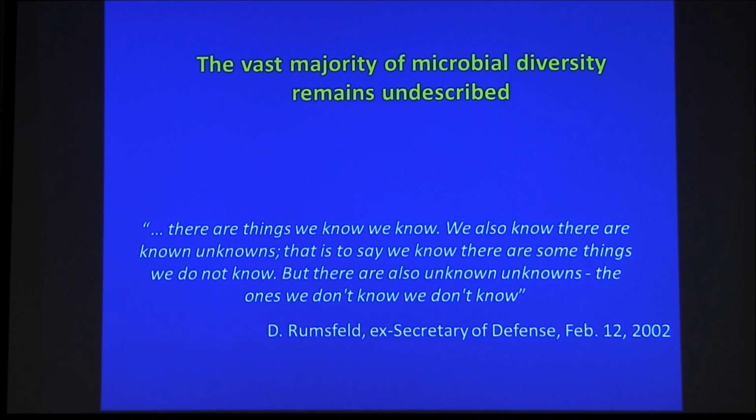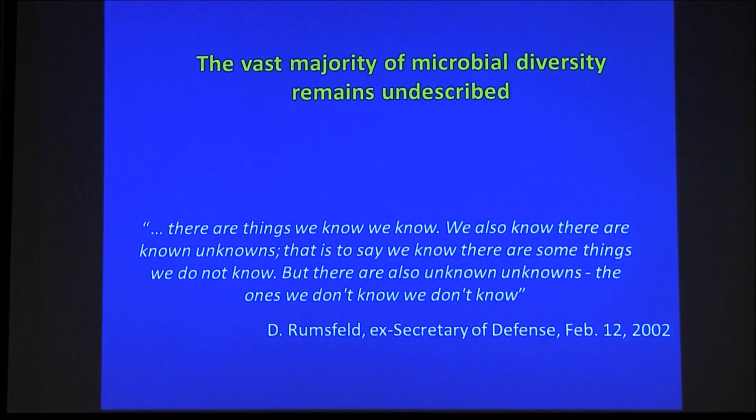This is the famous quote, of course. He says, there are things we know. We also know there are known unknowns. That is to say, we know there are some things we do not know, but there are also unknown unknowns. The ones we don't know we don't know. That's a mouthful, but the point I want to make is that in microbial ecology, the unknown unknowns and the known unknowns far outweigh the number of known knowns.